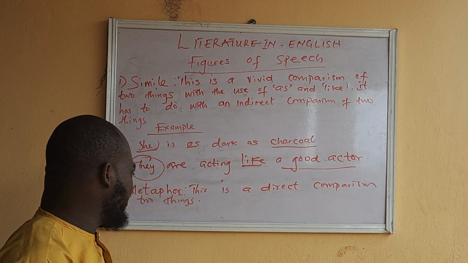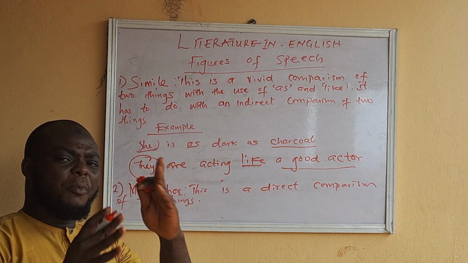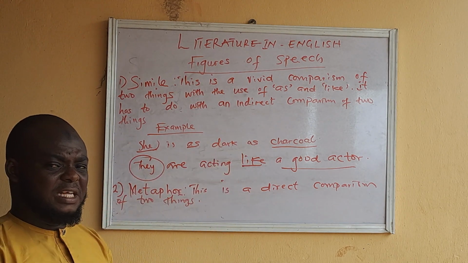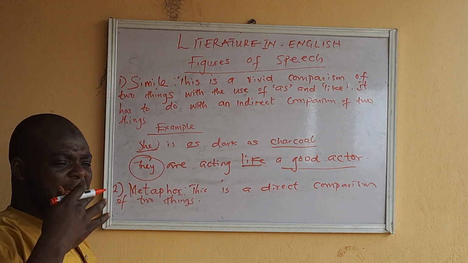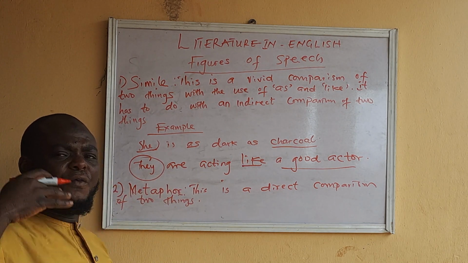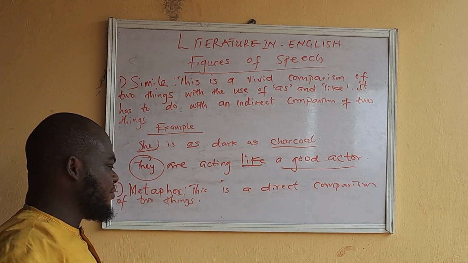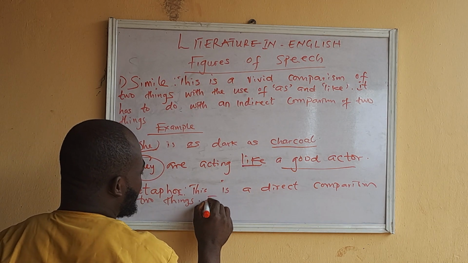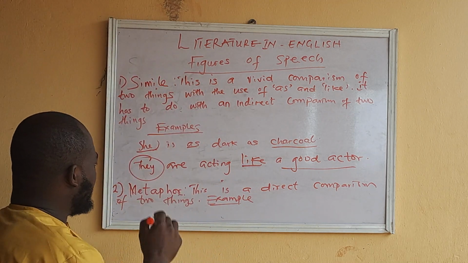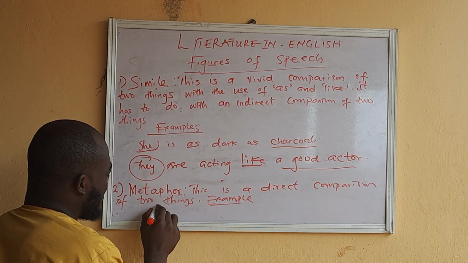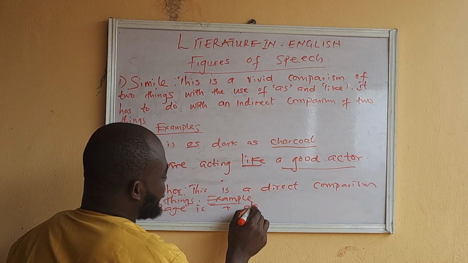So let's take a look at an example of metaphor. Now I said the other time they are just opposite words. One is direct, the other one is indirect. This is indirect, simile. This is direct, metaphor. We are taking them again over and over again for better clarification, so that you know the difference between the two before we move to another one. Now, example. Rage is a destroyer.